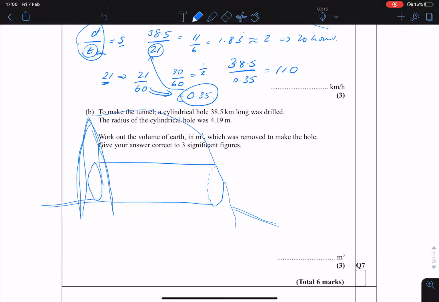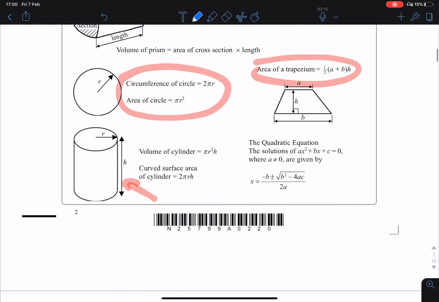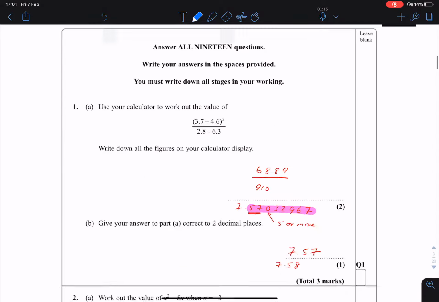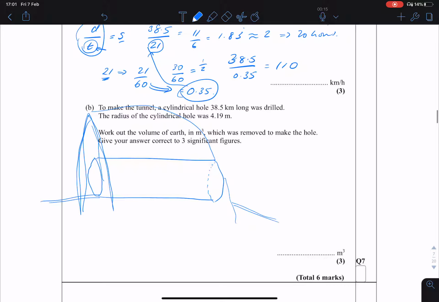They're just basically saying, what's the volume of this hole? And going back to our front page here, it's actually a cylinder right here. This is not too bad, this one. I'm going to use the volume of a cylinder, and it says pi r squared h. Okay, so I'm just going to write that down. Pi r squared h. Well, I know what the radius is because it says it in the question. So r is 4.19.